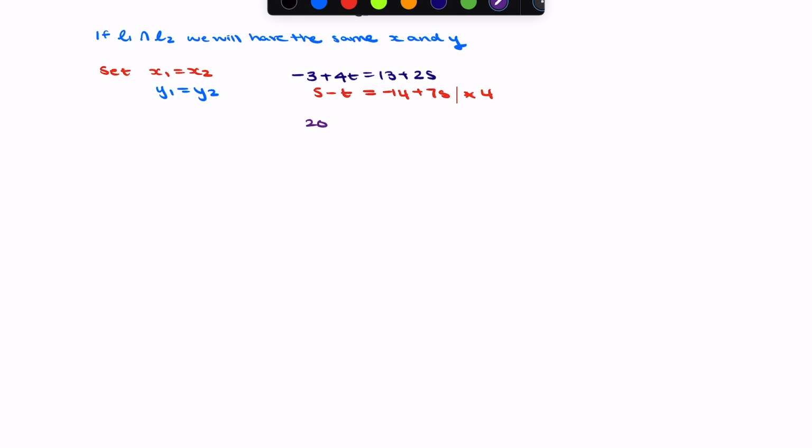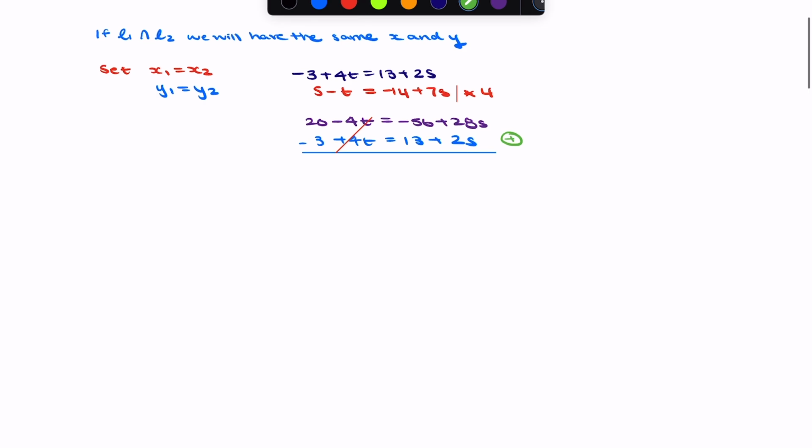Here, if we rewrite this, we get 20 minus 4t is equal to -56 plus 28s. And then we rewrite our other equation, which was -3 plus 4t is equal to 13 plus 2s. Here we see that, again, -4t and +4t, if we add these two equations together, those will cancel out.